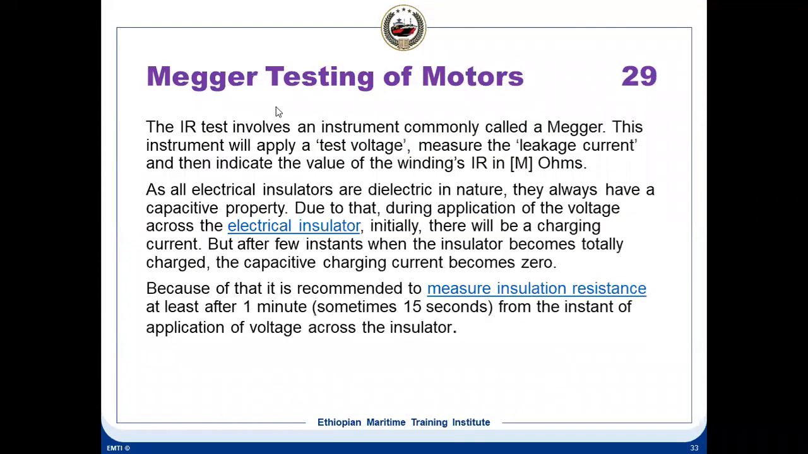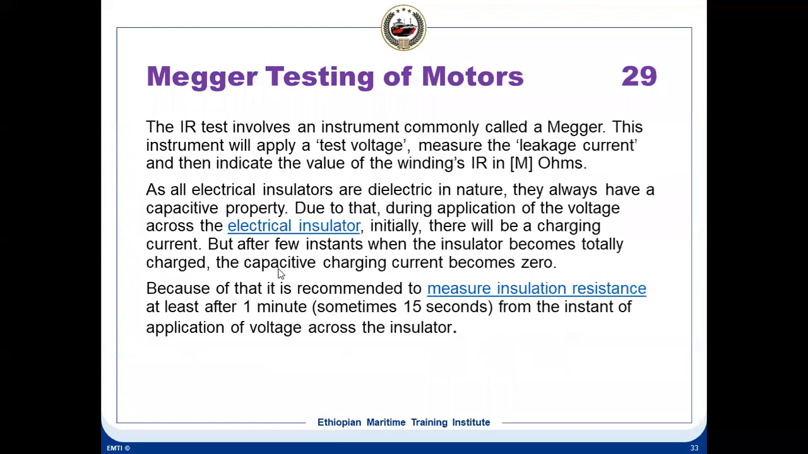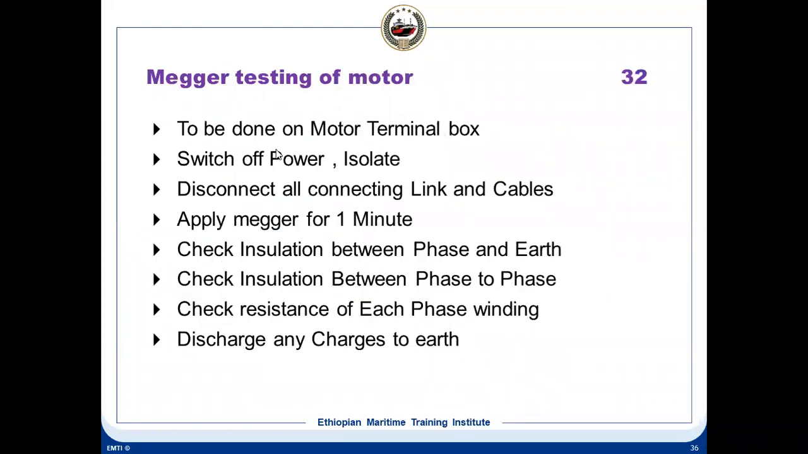For megger testing, normally you will find motors in two types of connections: one is a star connection and one is a delta connection. I think we will finish up today. We will see this megger testing in the next class. Megger testing is a small topic. You should know the megger testing procedure, especially for your viva examinations.